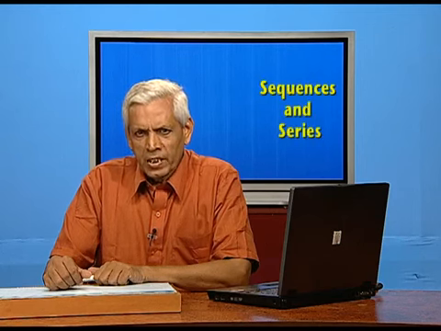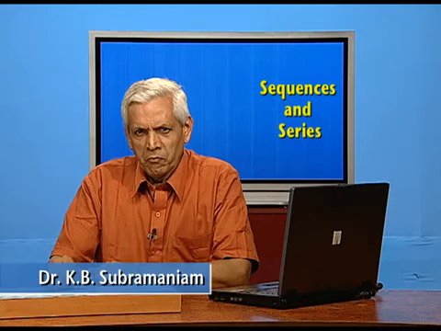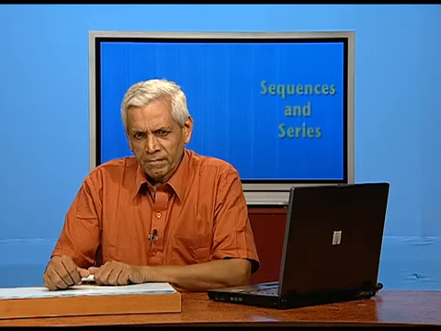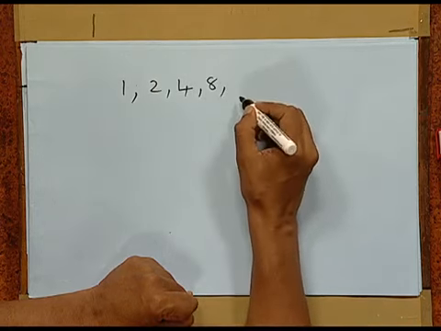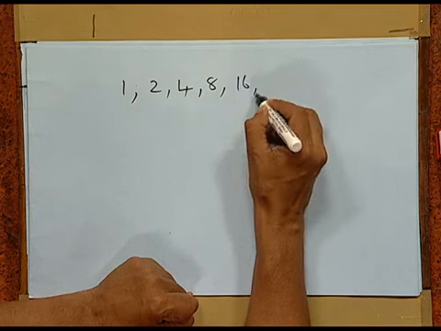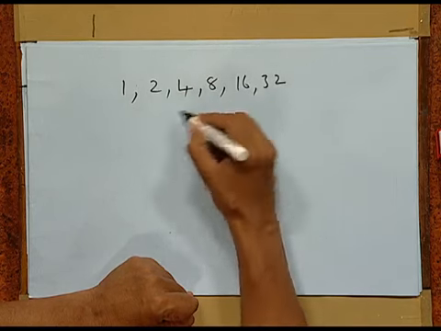Hello students, in the last episode we discussed arithmetic progression known as AP. We solved many problems there. Somewhat similar progression is the next one which we are going to take today, and that is known as geometric progression. Look at this: 1, 2, 4, 8. Can you get the next term? Yes, it is 16, then 32. What is happening here? Every term is double of the previous term.